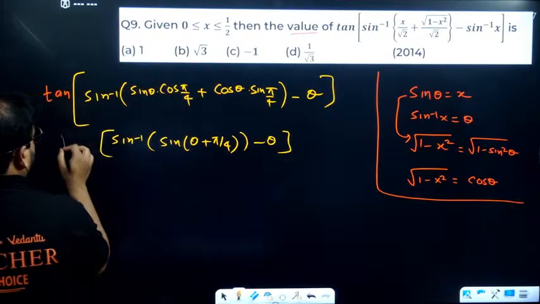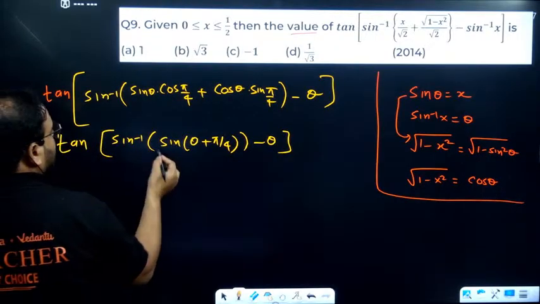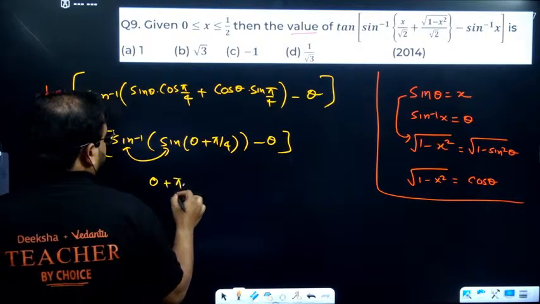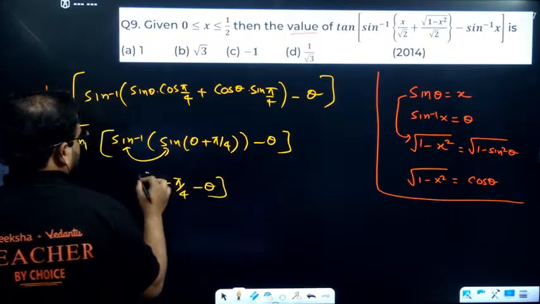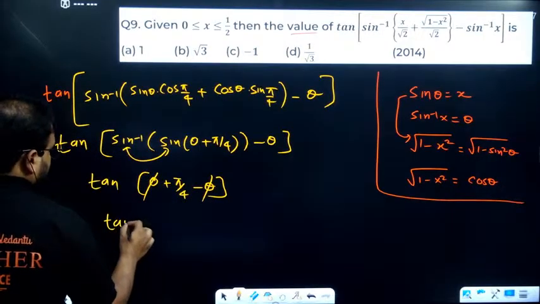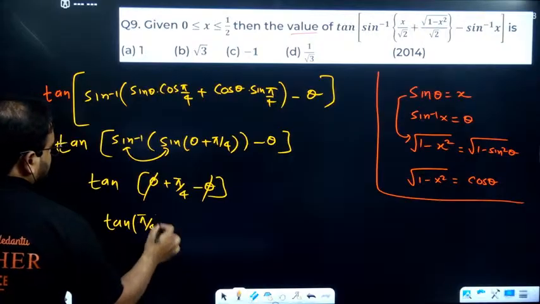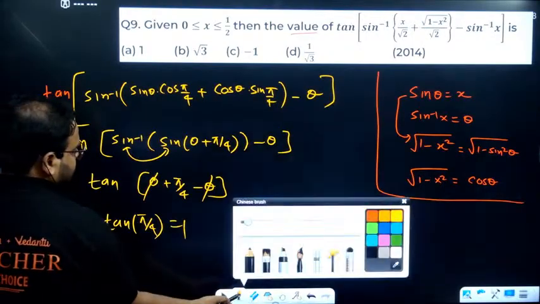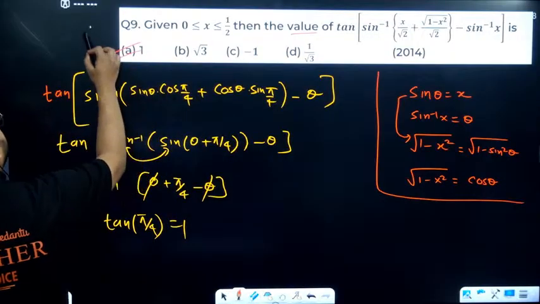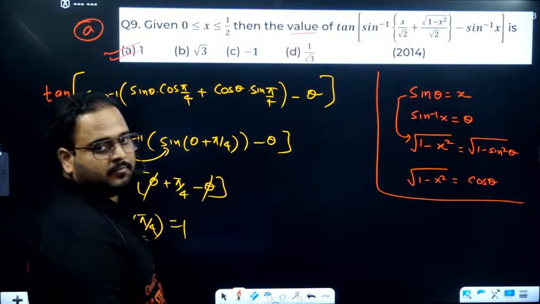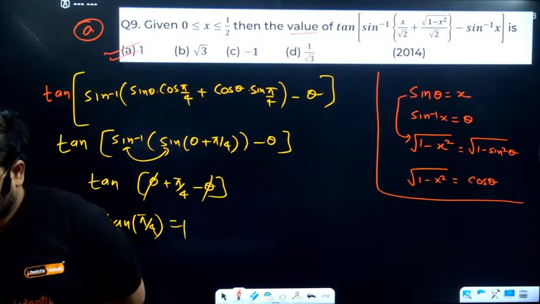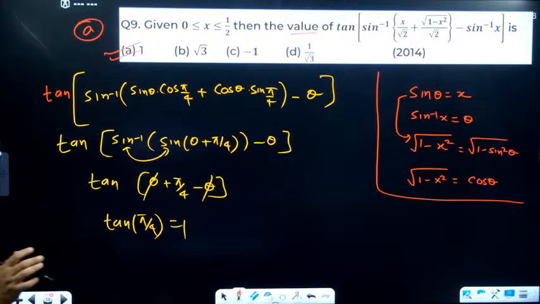Outside we have tan. You can see from here only, this will cancel the effect. You'll have only theta plus pi by 4 left minus theta. And outside we have tan. Theta cancels. We have tan of pi by 4. Answer is 1. Option A. Answer is 1.